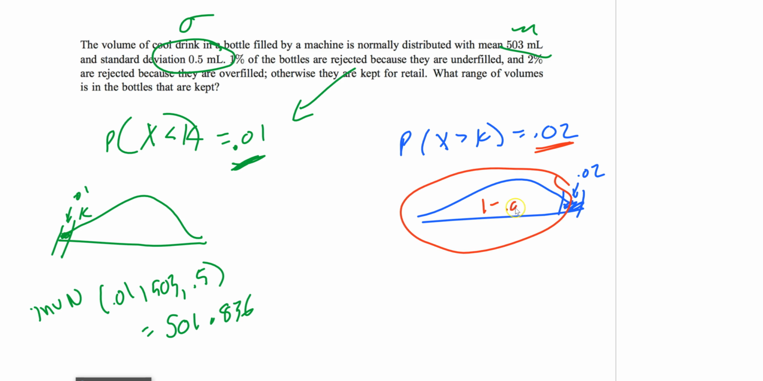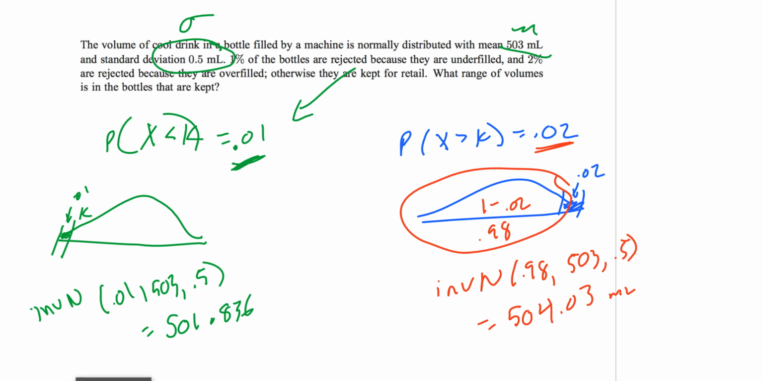You just do 1 minus 0.02 and you get 0.98. So you get invert normal 0.98. I have all the information already, 530 and 0.5. Plug that into my calculator and I get 504.03 milliliters. So that's the range you get. So let's actually answer the question, what range of values are the bottles kept? My range is going to be from 501.8 to 504.03. Anything below that is underfilled, anything above that is overfilled. And that's the lesson.